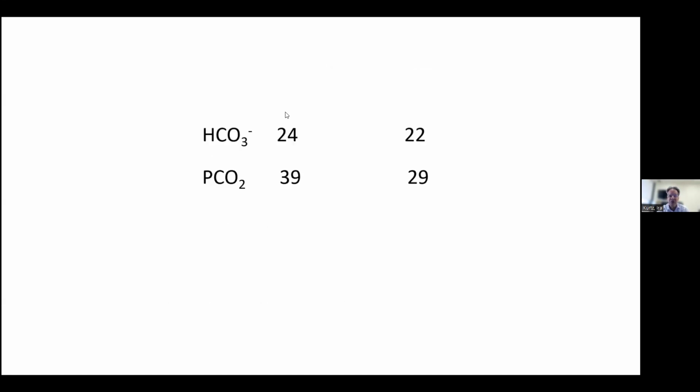Very good. Okay, here's another patient, likely a female, PCO2 is 39, bicarb is normally 24. And now we have these new numbers. So first calculate your deltas. So again, we typically simplify down to 10 in these kind of patients. And so the PCO2 changed by 10 and the bicarb changed by 2.